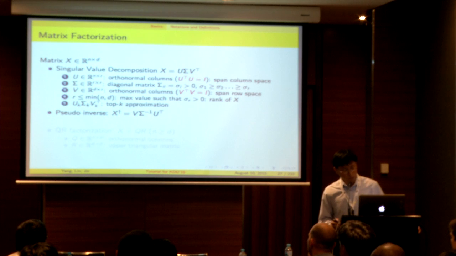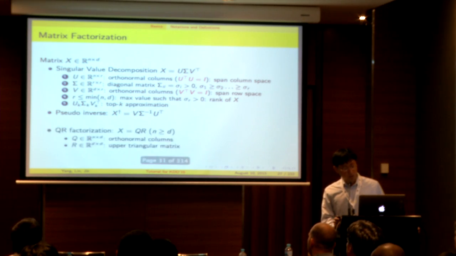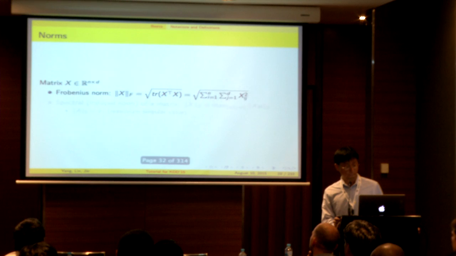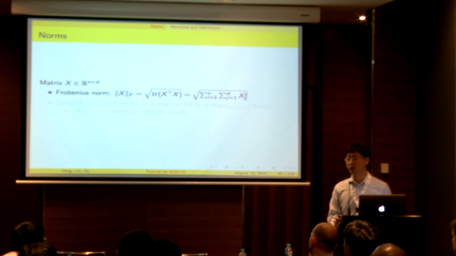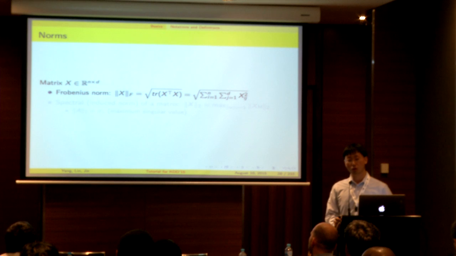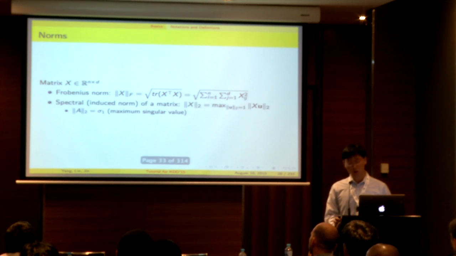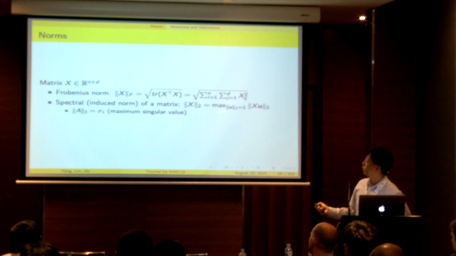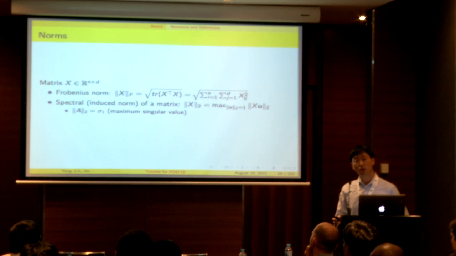Another factorization that I will mention later is the QR factorization, which factorizes the matrix X into an orthonormal matrix Q and an upper triangular matrix R. For a matrix, we can also define a norm, for example, the Frobenius norm, which is actually an extension of the Euclidean norm to the matrix case. We can also define the spectral norm, which is induced by the Euclidean norm on the vector. If we know the singular values, the spectral norm is the maximum singular value.